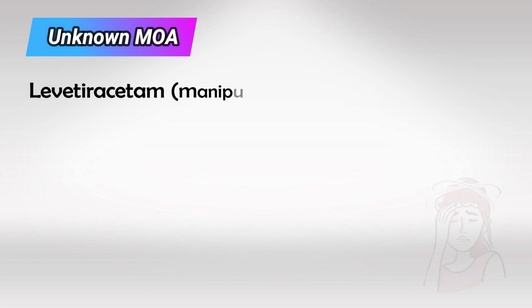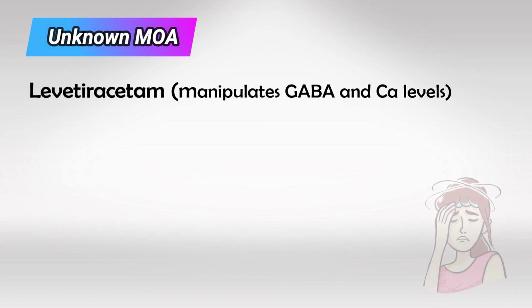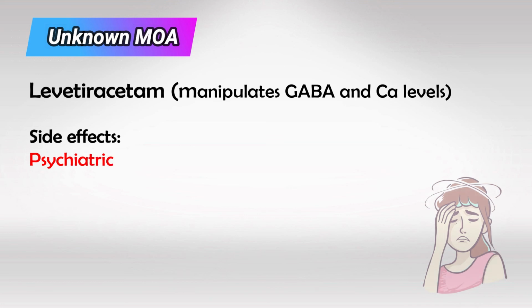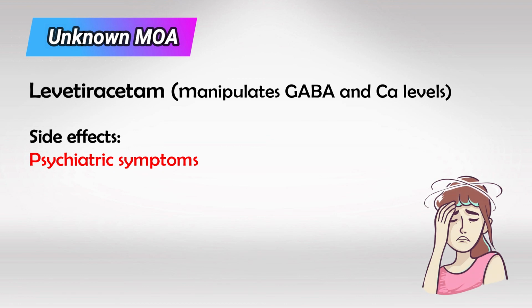And finally, we have a medication that is very commonly used, but until recently we were not sure of the mechanism of action. And now we do kind of have an idea. The medication is levetiracetam. We think that the medication increases GABA and alters calcium channels in some way. The medication is extremely powerful and very effective. It's also very commonly used. The important side effects include psychiatric symptoms, such as personality change.